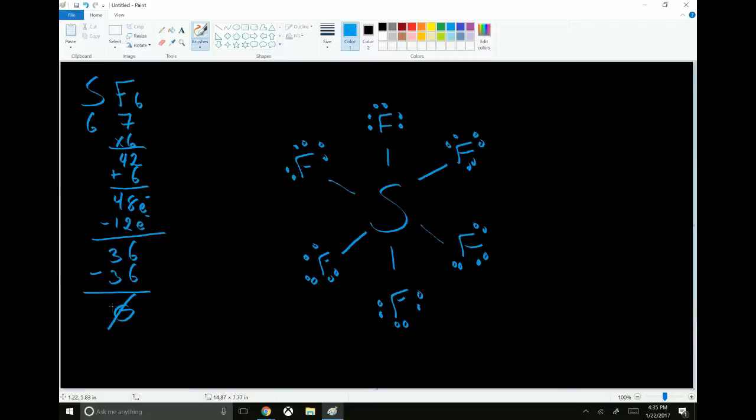So we don't need to put any non-bonding pairs on sulfur. Now, do we have to fill out the stable octet with sulfur using double or triple bonds? No, because it already has 2, 4, 6, 8, 10, 12 electrons around it thanks to all those bonds with the fluorine atoms. So this is a happy molecule. The reason I call sulfur hexafluoride a perennial favorite is because when you inhale sulfur hexafluoride, don't worry, it's fairly safe to do so.